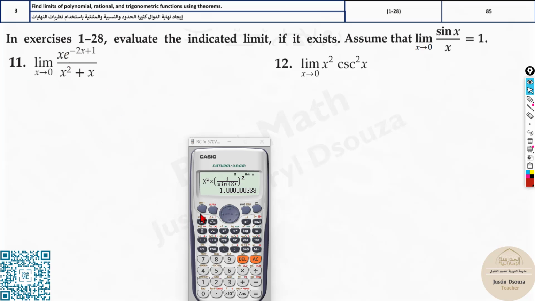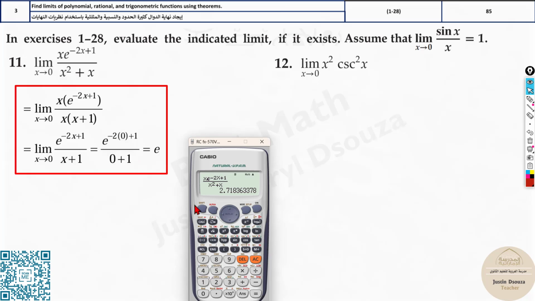I'll quickly do the answer over here. It's x, and e is over here: shift, ln, to the power minus 2x plus 1 divided by x squared plus x. And what do we do over here is calculate it, and you can't take 0, so you should say 0.001. Now look at this value, 2.71. Just keep it in mind. Calculate at minus 0.0001. And what is this? 2.71. Both are approaching 2.71. Now, if you see the options, the answer is e.